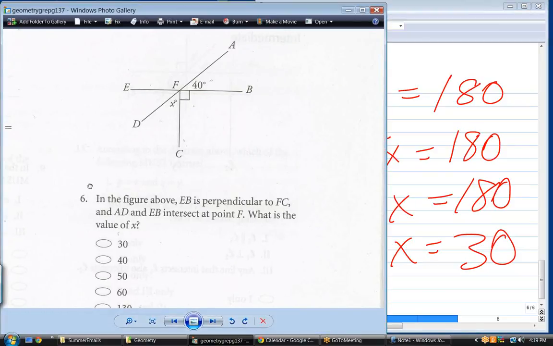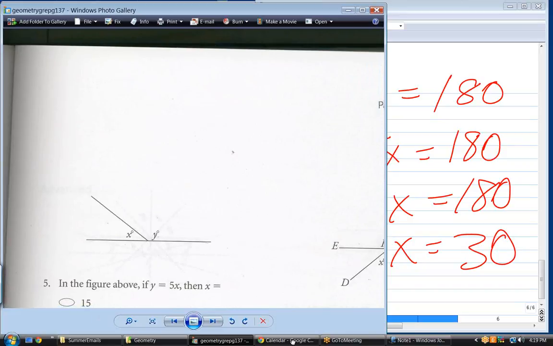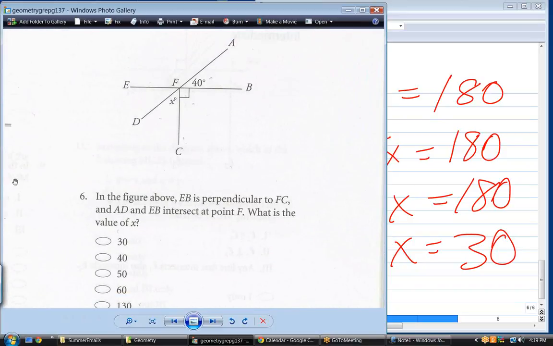Okay, this is very similar to the other one we did on the previous page. That's a 90-degree angle. What's x? 45. What do these three have to total? 180. Since this is a 91, that means these two have to total 90.